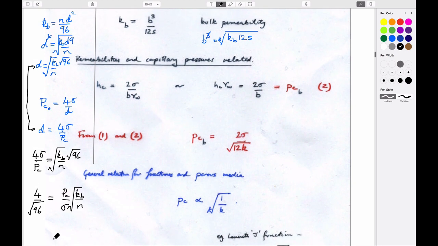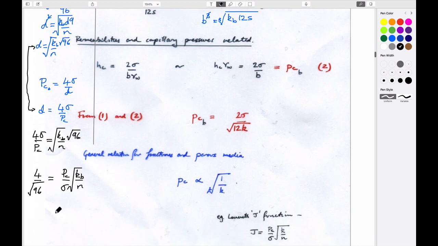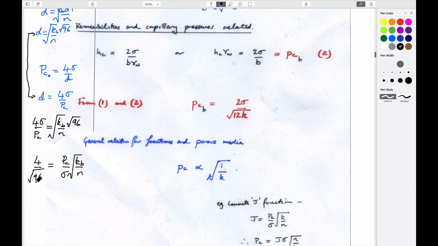And so this has come from our very simple models of a pore tube that is being invaded by a fluid, which gives us this expression here. Just by dipping in the fluid, how high does it rise? And how much fluid gets pushed along that little capillary tube according to the physics of that behavior. And if we look at this, the square root of 96 is about the square root of 100, which is about 10. So this is about 0.4, which is equal to PC over interfacial tension times the square root of permeability divided by porosity.